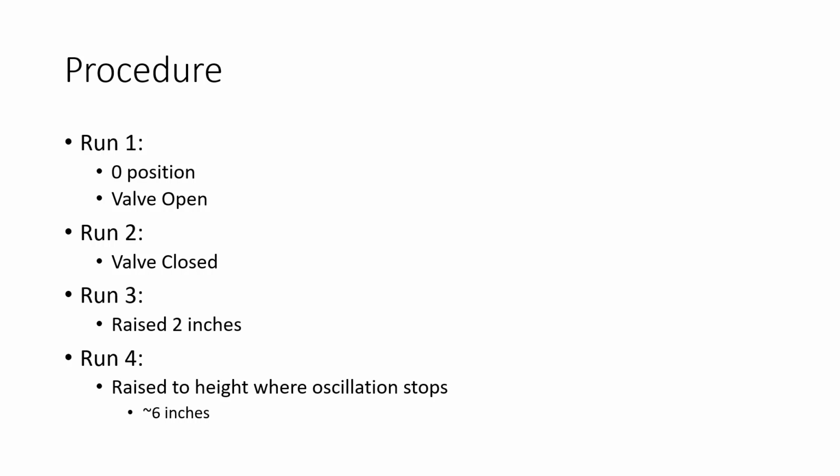Our first run, we put the flame at the 0 position and kept the valve open so that there would be no oscillations. Run 2 had us close the valve, which forced the flow to go up through the rocket tube, creating resonance. Run 3 had us raise the flame 2 inches, and run 4 had us raise the flame until the oscillation stopped, which was about 6 inches.